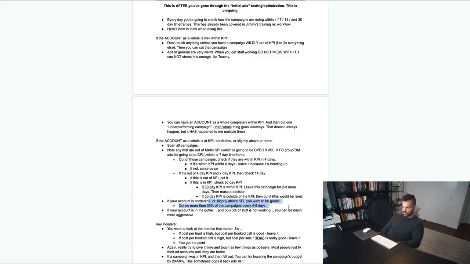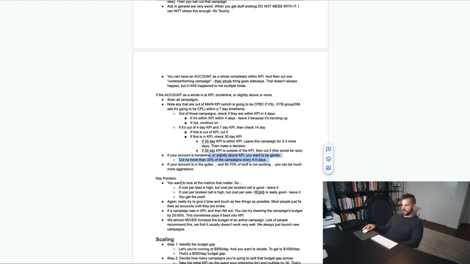Now, if your account is in the gutter, right? If KPI is $300 and you're booking only $500 plus per call for every single campaign, then yeah, we can be more aggressive. We can cut 50 to 70% of the campaigns out of there to start relaunching stuff. You're basically throwing yourself back into initial ads at that point.